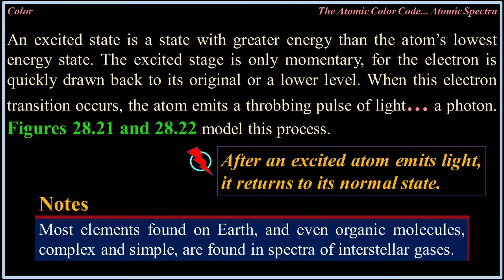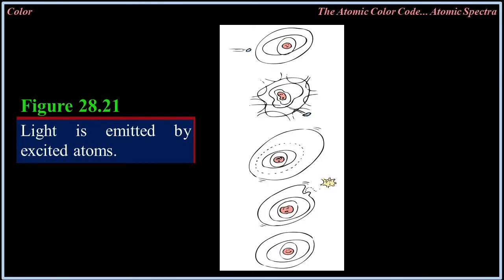Notes. Most elements found on Earth and even organic molecules, complex and simple, are found in spectra of interstellar gases. Figure 28.21. Light is emitted by excited atoms.